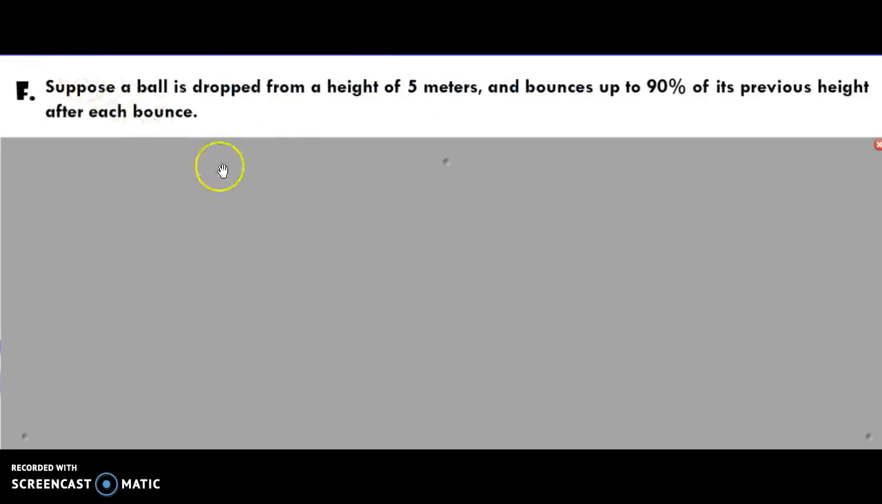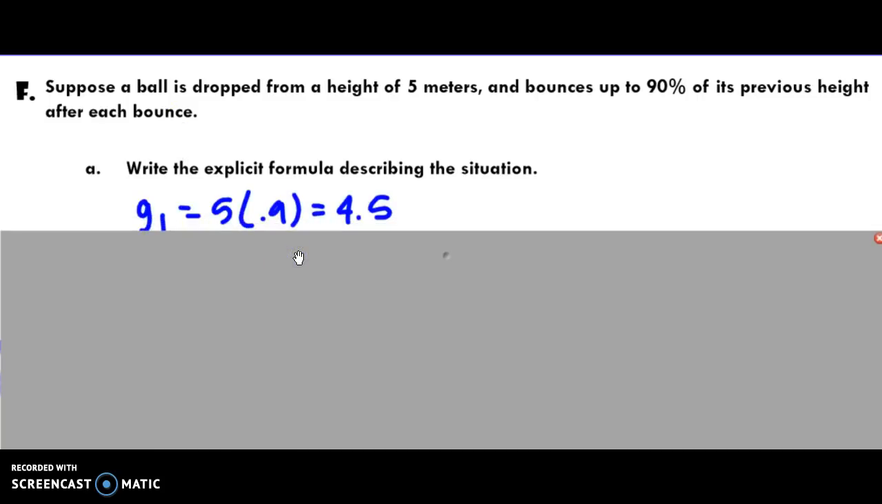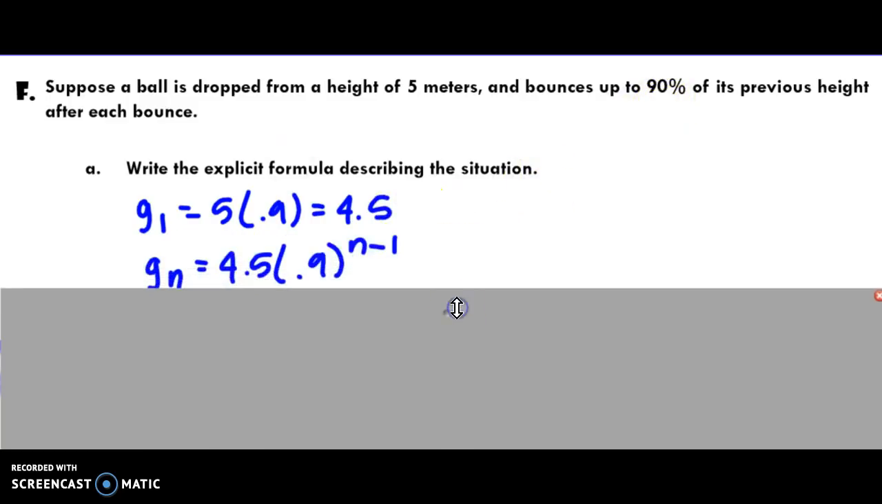And our last 2 examples are applications. So suppose a ball is dropped from a height of 5 meters and bounces up to 90% of its previous height. Write an explicit formula. So be very careful here about what a first term would be versus a 0th term. Suppose it drops from a height of 5 meters, meaning at time 0, the height is 5. So to find my first term after 1 bounce, I would have to do 5 times 90% to get a height of 4.5 after my first bounce. So my first bounce would be 4.5, and then 90% would be my ratio. So my formula would say G sub n equals 4.5 times 0.9 to the n minus 1. So just be very, very careful there.